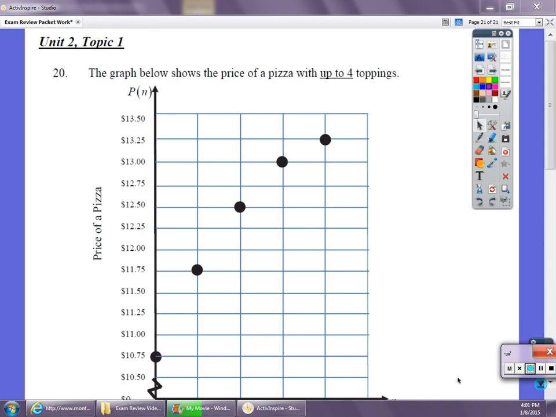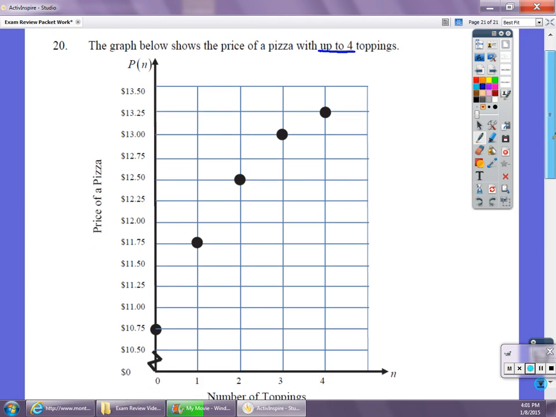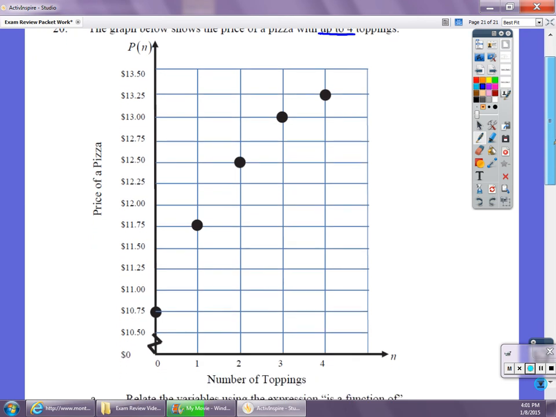The graph below shows the price of pizza with up to 4 toppings. Notice they underline that up to 4. That must be pretty important. I'm going to underline it too. So you cannot have any more than 4 toppings. All right, and we have a graph here. I think a lot of times we tend to just skip over the graph, but let's really look and see what we have going on here.